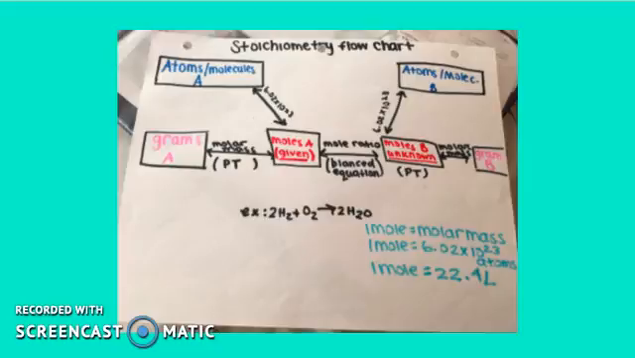You start off with your grams given, which is in box A, and then to get to moles, you use the molar mass, and then to get to moles of another equation, you would use the mole ratio, which you can find in the balanced equation. And then to go from moles to grams, you just use the molar mass. And 1 mole equals the molar mass. 1 mole can also equal Avogadro's number, and 1 mole can also equal 22.4 liters.